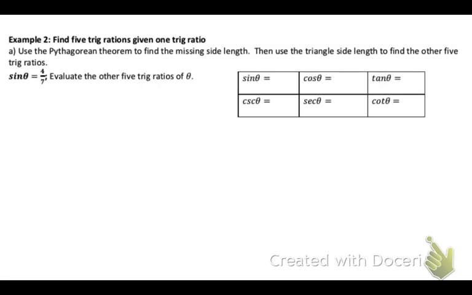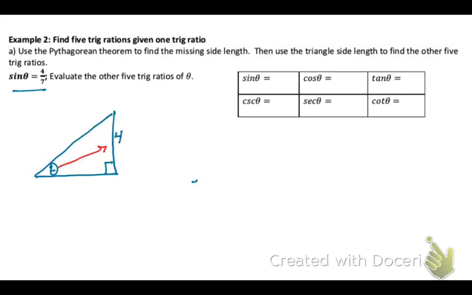Okay, so look at this one. It says use the Pythagorean theorem to find the missing side of the triangle length. Then use that side length to find the other 5 trig ratios. So the sine of theta equals 4/7. Remember, we're talking about a right triangle. So draw a right triangle.